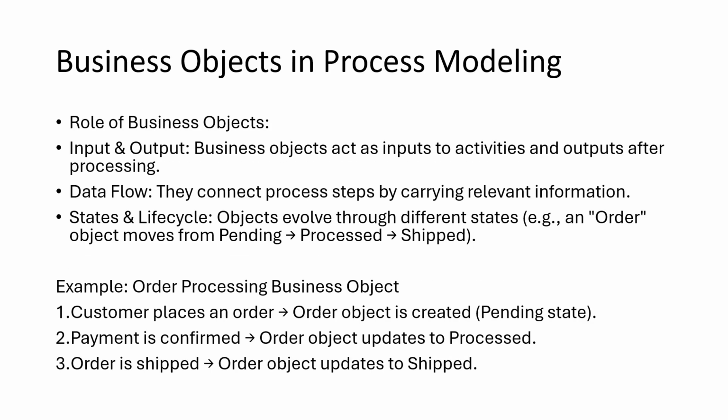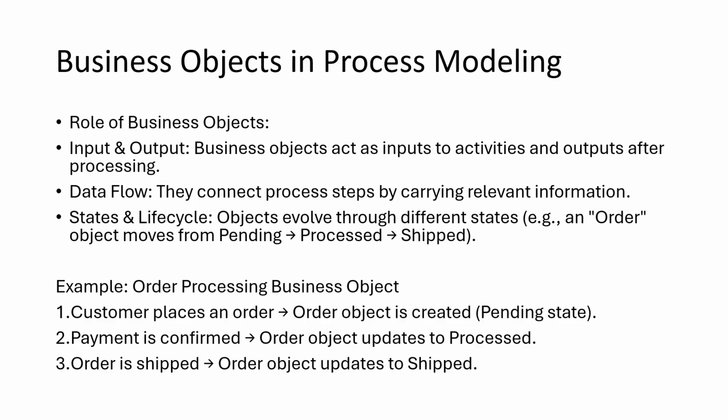activities. Business objects in process modeling. Role of business objects. Input and output. Business objects act as an input to activities and outputs after processing. Data flow, they connect process steps by carrying relevant information. States and life cycle. Objects evolve through different stages. Example, an order object moves from pending, processed, to finally shipped.